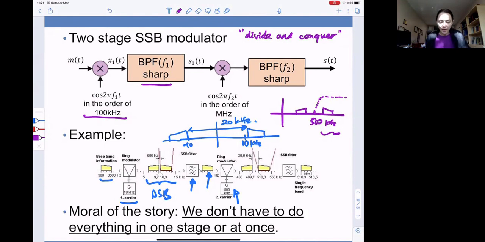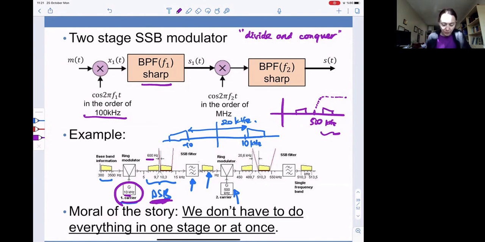Okay, so that is the idea of the two-stage modulator. The moral of the story is we do not have to do everything in one stage or at once. I'm sorry I confused you in the beginning here. This was still the DSP, and we filtered the DSP using a sharp filter because the filter center frequency is at 10 kilohertz, which is not that bad. A 600 hertz DC null is okay for that.